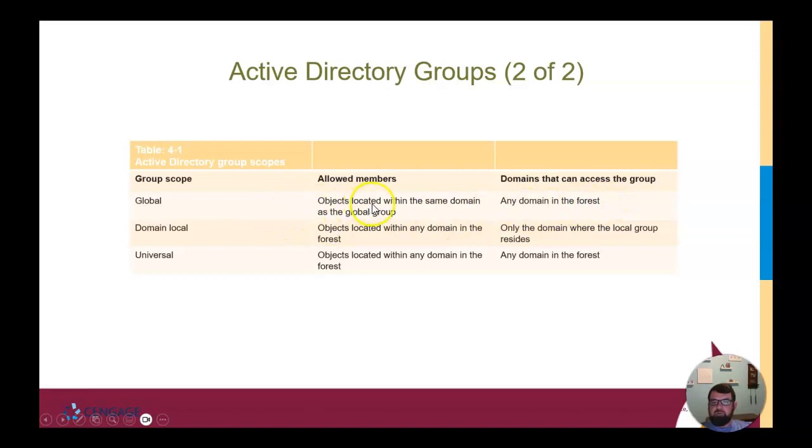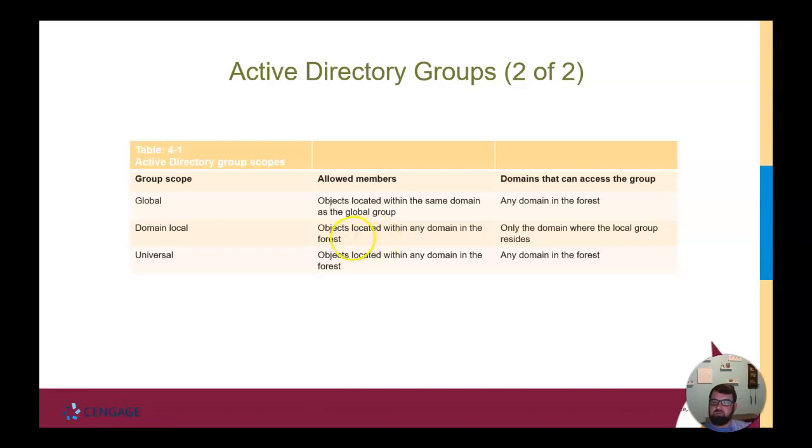For allowed members of global, you have objects in the same domain as the global group. And then any domain can access that group to use its membership for any number of things. With domain local, the allowed members are objects located within any domain in the forest, but the only domain that can access that group is the domain where the local group resides. So this is more of a non-cross domain group, so you can't really read it from another domain.